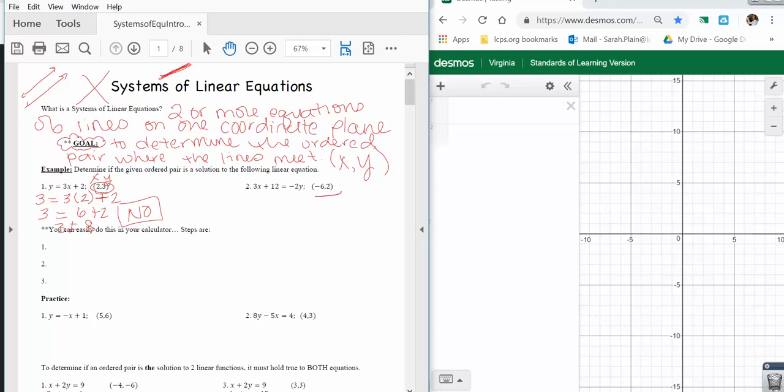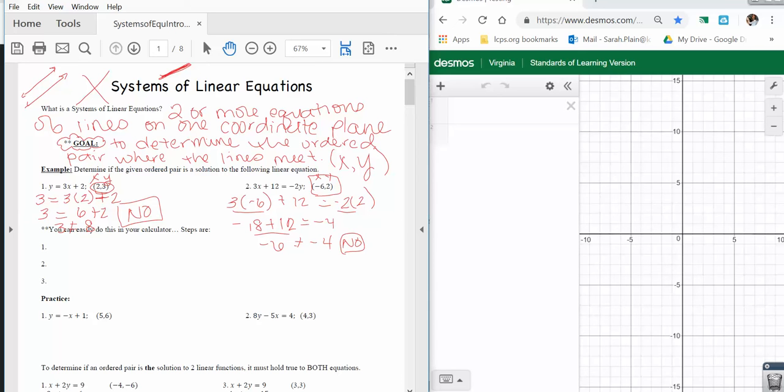If I were to come over here and look at this example, I'm going to plug in negative 6 for x and 2 for y. So I have 3 times negative 6 plus 12 equals negative 2 times 2. So I have negative 18 plus 12 equals negative 4. Just multiply that out. Negative 18 and positive 12 makes negative 6. Negative 6, does that equal negative 4? No.